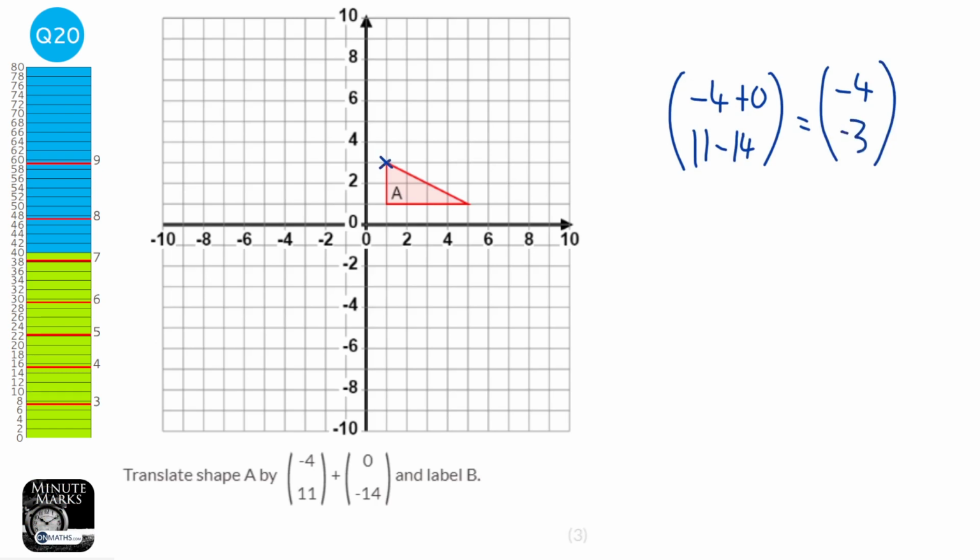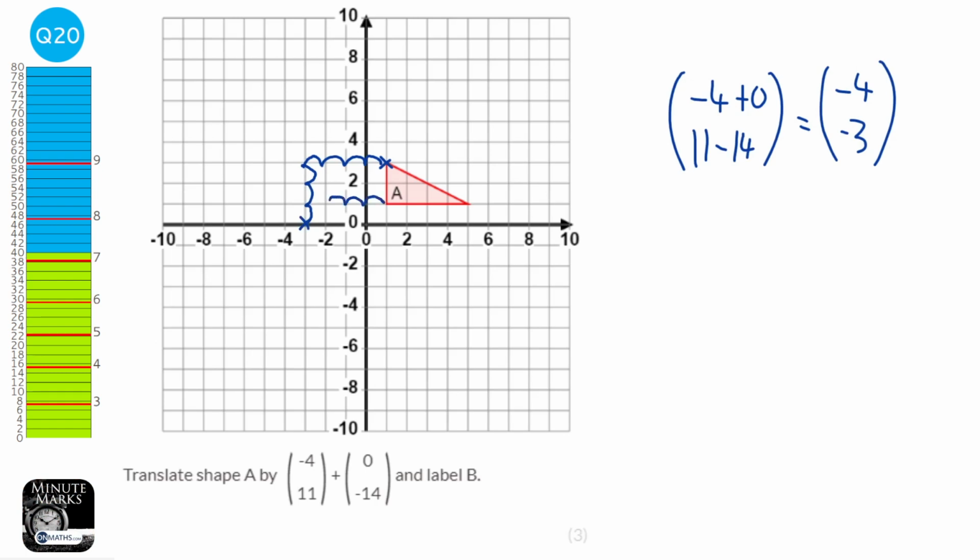Then I'm going to pick a point on my shape, and the top one tells us how far right we're going. So we know we're going 4 to the left because it's obviously a negative. So we're going to go 1, 2, 3, 4. The bottom one tells us how far up we're going. Well, it's going to be down because it's a minus 3. So 1, 2, 3. And we can do that for each of the other points.